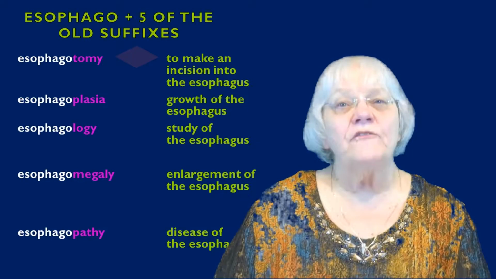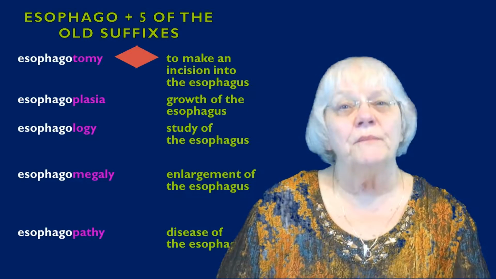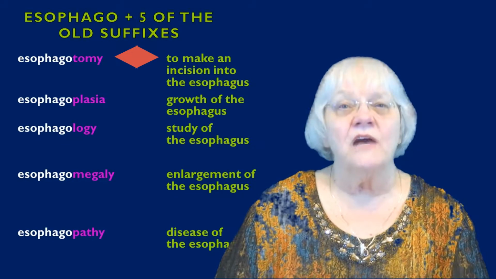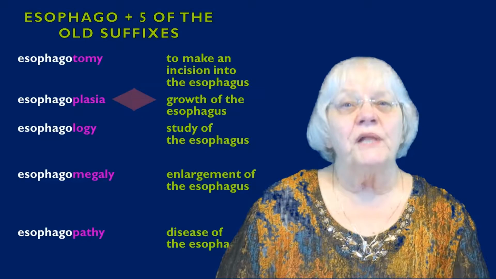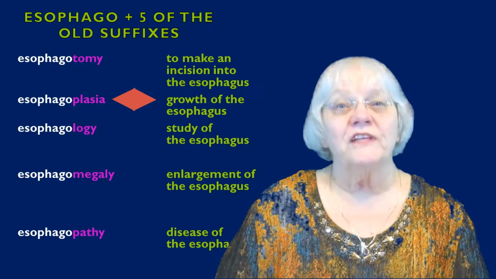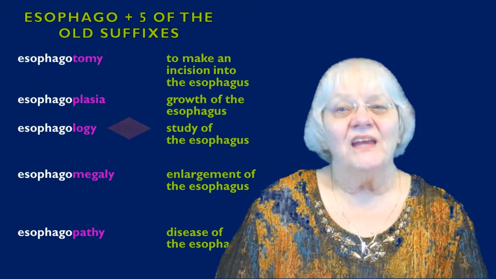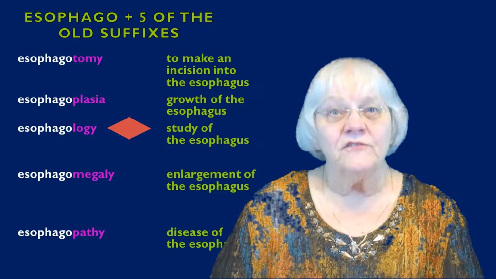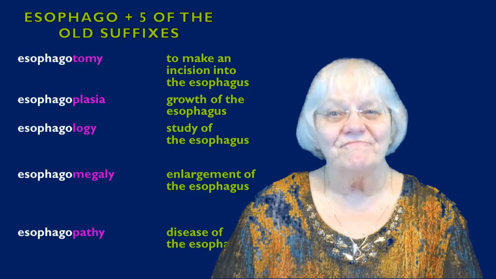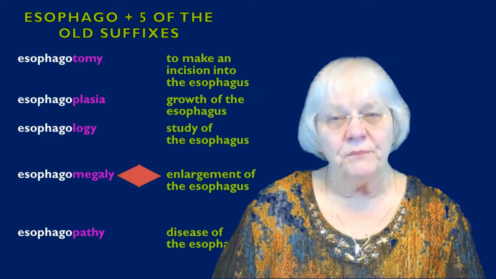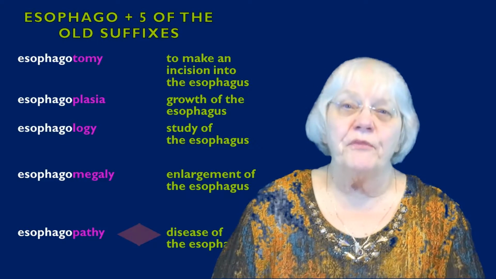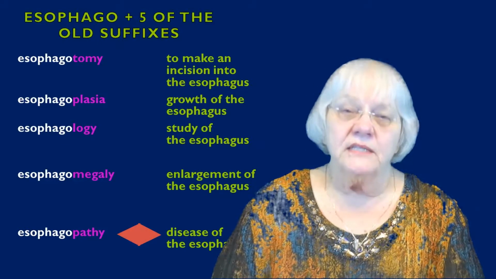We have esophagotomy. Remember, T-O-M means to cut. Esophagotomy would be to cut into the esophagus. Esophagoplasia would be growth of the esophagus. Esophagology is a tongue twister. That would be study of the esophagus. Esophagomegaly would be enlargement of the esophagus. And esophagopathy would be disease of the esophagus.